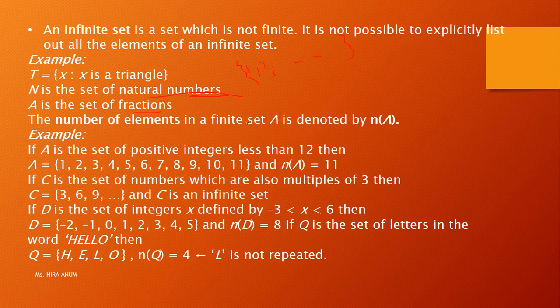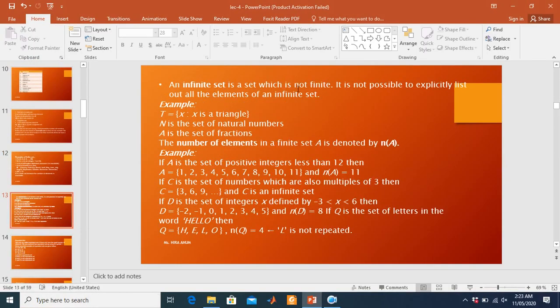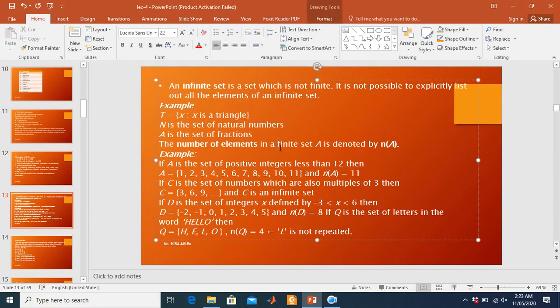The number of elements is finite. A finite set A is denoted this way. The number of elements, of finite or infinite sets, both you can write normally here. You can write n of A. You can write this in a finite set or also write this in an infinite set.